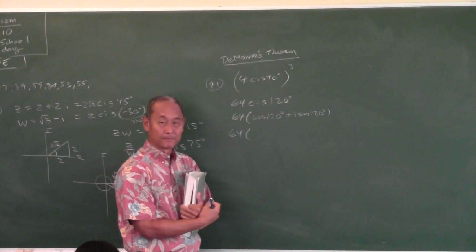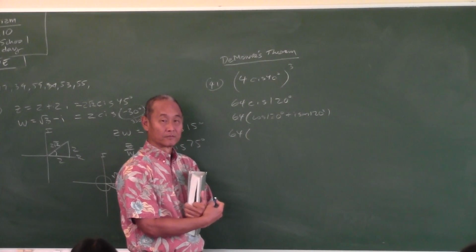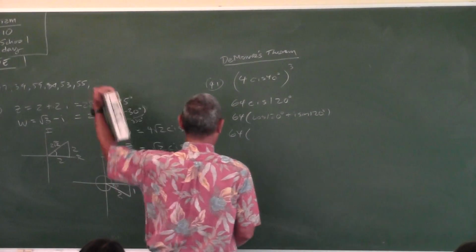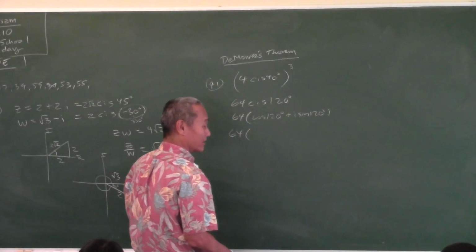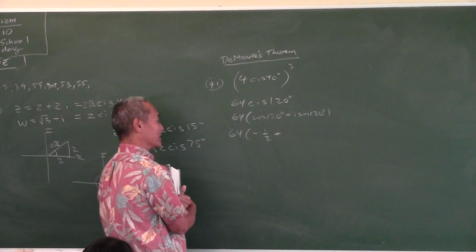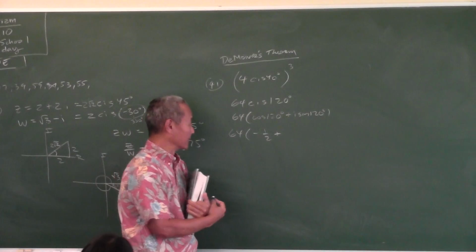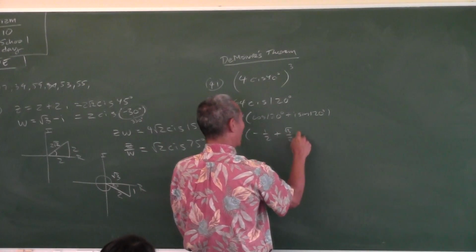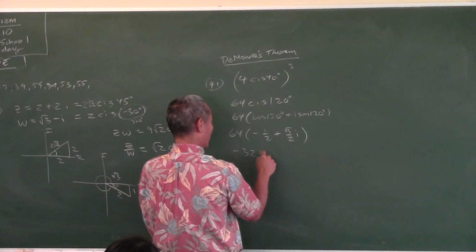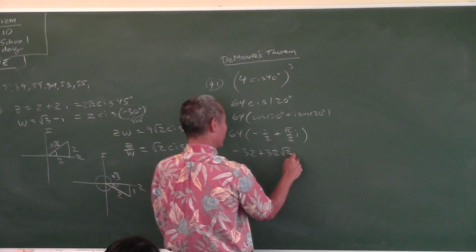Cosine of 120. It's half. Right? Except, look, that's to the left. Oh, negative half. Negative half. And then sine of 120 is root 3 over 2. Root 3 over 2 i. Distribute the 64. Negative 32 plus 32 root 3 i.